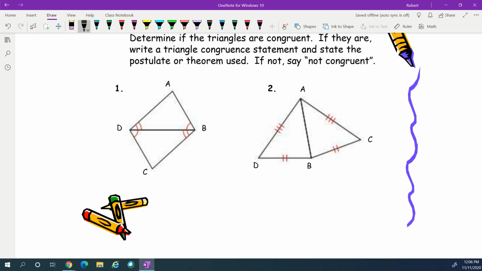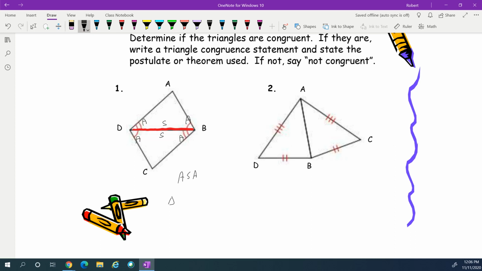Looking at our work here. An angle marked 1 and an angle marked 1. An angle marked 2, an angle marked 2. And always use the segment that connects them. So that's a side. DB is a side of the top triangle, but it is also a side of the bottom triangle. So we have ASA.